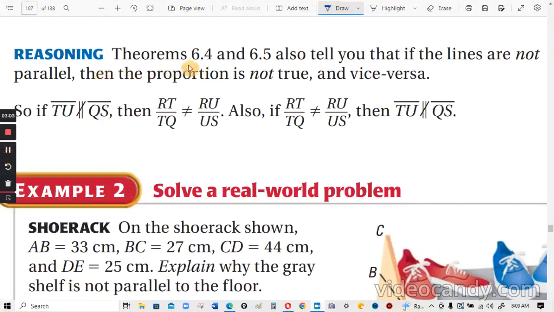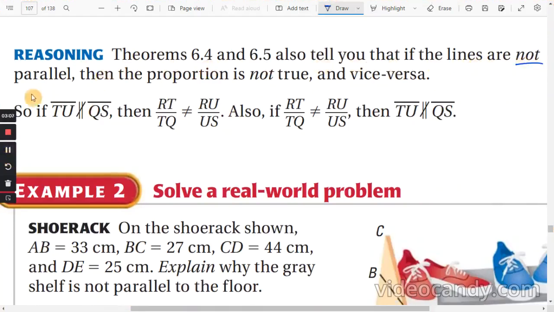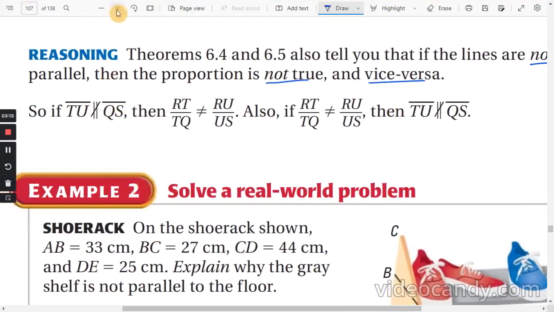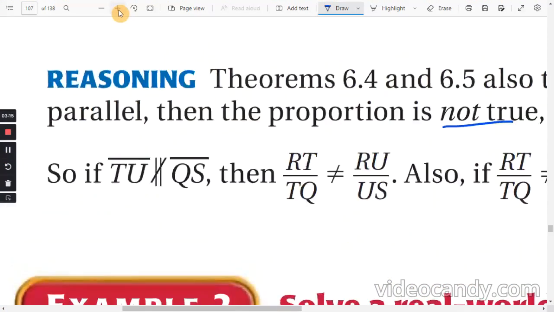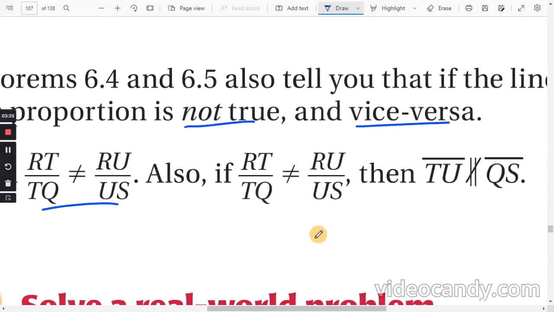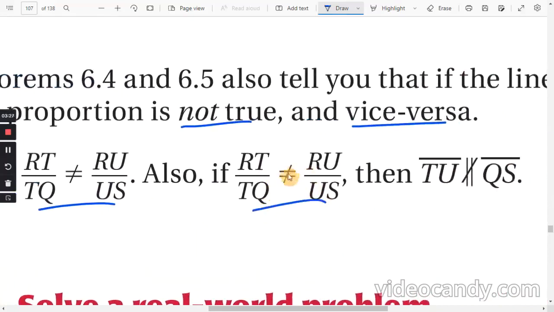Okay, the two theorems also tell you that if the lines are not parallel, then the proportion is not true, and vice versa. So here, in the first part of the statement, it says if the lines are not parallel, then the proportion is not true. And the vice versa is also true. If the proportion is not true, then the lines are not parallel.